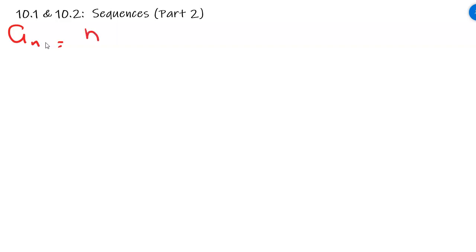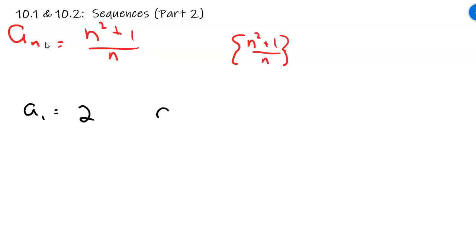So I've got a sub n equals n squared plus 1 over n. Sometimes you might also see it written this way, where it's just written as n squared plus 1 over n with the little curly brackets, and that is also a sequence. So first thing I might want to do is write out the first 5 terms of my sequence. So a sub 1 is going to be 1 squared plus 1, which is 2. 2 divided by 1 is 2. So let's just write that out like that.